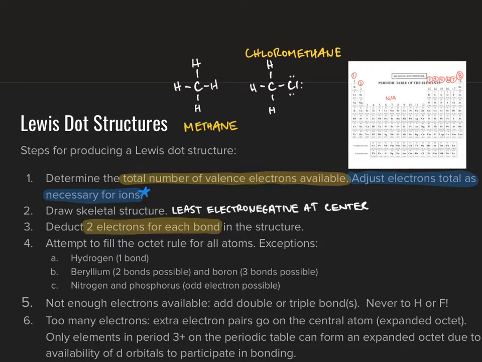Once we have drawn the skeletal structure and made our bonds between those atoms, we're next going to attempt to fulfill the octet rule for all atoms. Recall the octet rule tells us that atoms tend to take on an electron configuration that gives them a full set of 8 electrons, that is a full octet, in their valence shells.